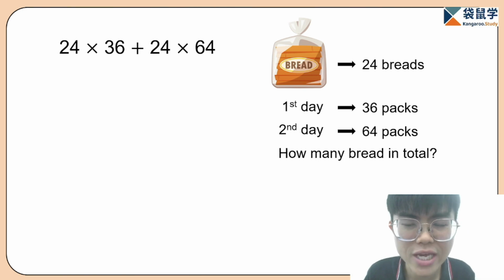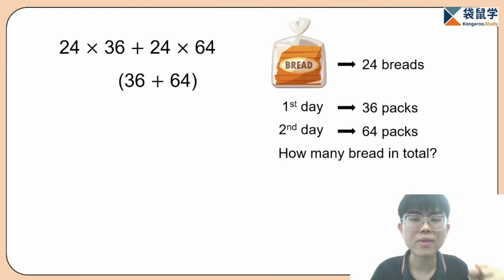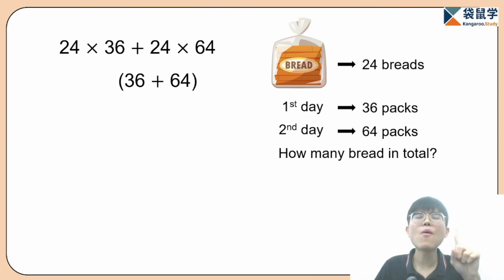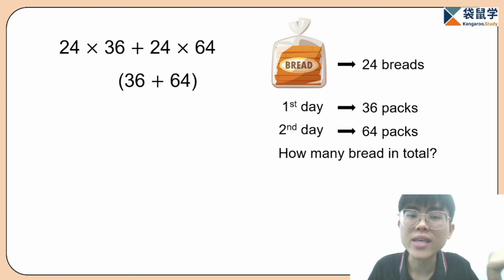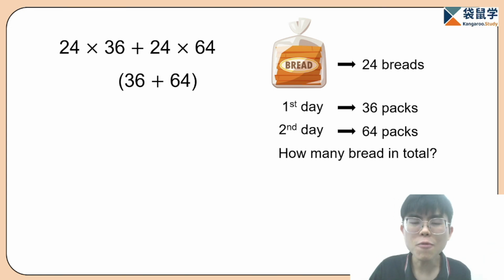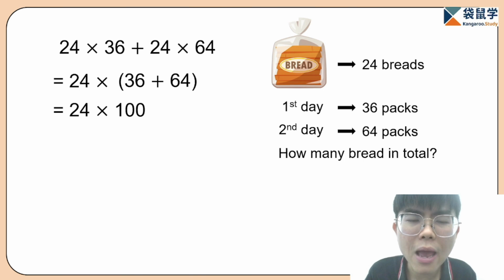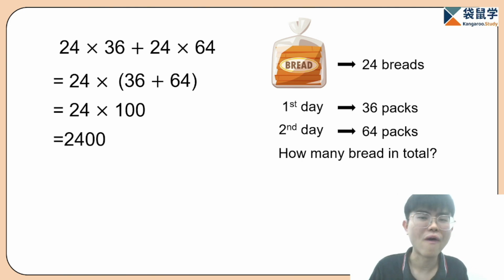Now, let me ask you a question here. How many packs of bread did teacher Miss buy in total? It is just 36 plus 64. And how many breads are there in one pack? 24 breads. So now if I want to find the total bread bought by teacher Miss, what can we do here? We just have to multiply by 24. Then we'll have 24 multiplied by the result of 36 plus 64, which is 100. And the answer will just be 2,400.